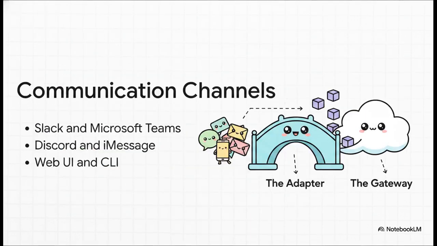But how do you actually talk to this gateway, right? You aren't just limited to standard web interfaces or command lines. You can message your agent through Slack, Microsoft Teams, Discord, or even iMessage. And this is where adapters come in. An adapter acts as a bridge. It intercepts those raw, messy JSON payloads coming from all these diverse platforms and standardizes them into one unified internal format so the gateway can actually process it. It's just a remarkably clean architecture that lets you reach your personal assistant wherever you already happen to be working.